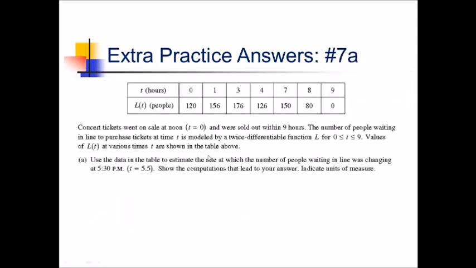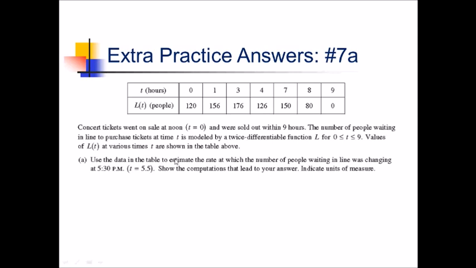For this problem, we have some concert tickets on sale at noon, and they were sold out in 9 hours. The number of people waiting in line is modeled by some twice differentiable function L. Values of L are shown in this table up here. On the top, we have all the hours. On the bottom, we have the number of people waiting in line at each of those specific points in time. And we don't know a whole lot about what happens in between.